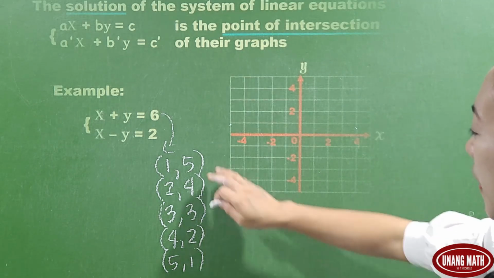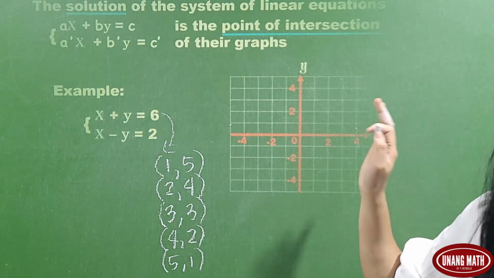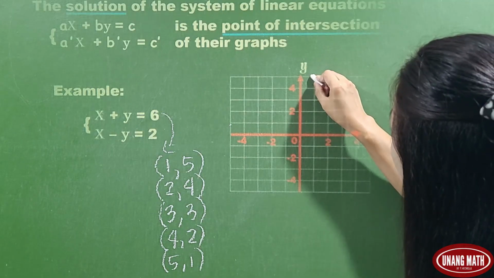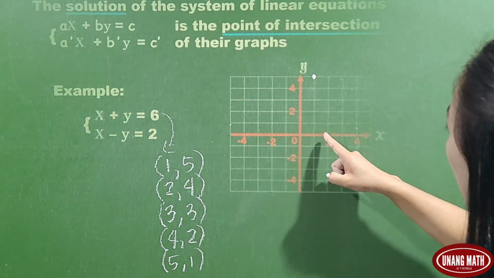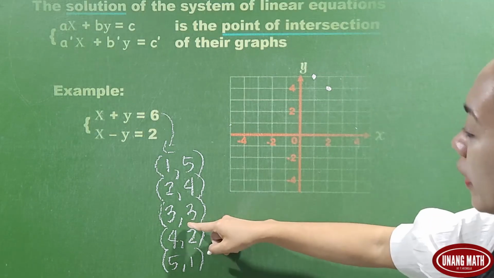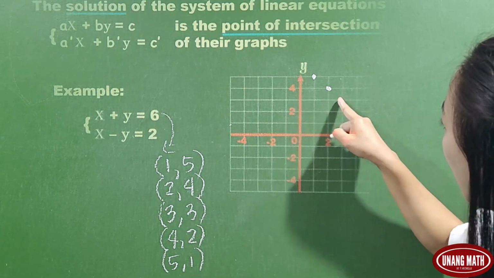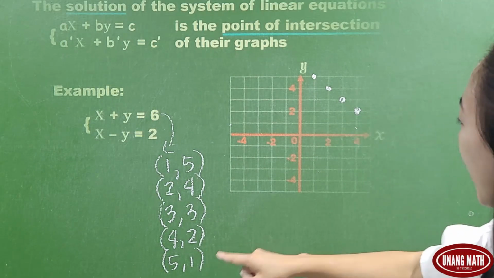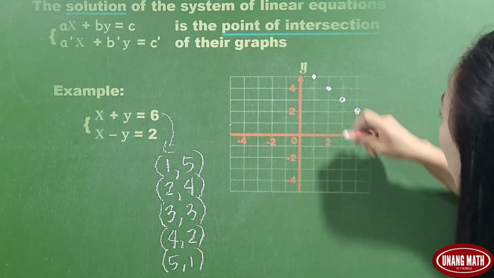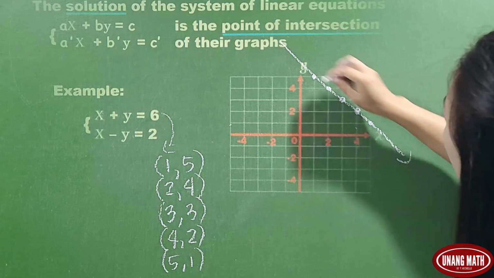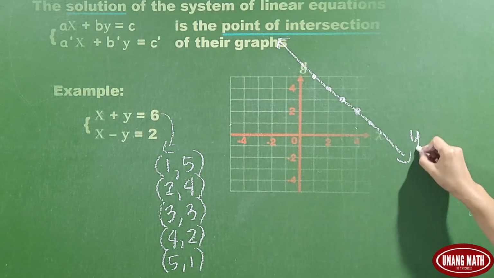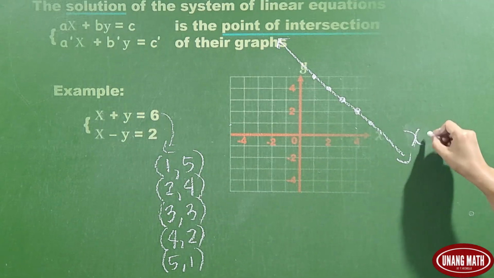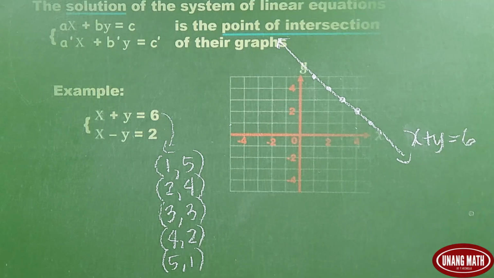Okay, now let's plot these points in our coordinate plane. So 1, 5, this point. What about 2, 4? 2, 4, this point. 3, 3, okay, this point. 4, 2, this point. 5, 1, this point. So the graph looks like this. So this is the graph of x plus y is equal to 6.